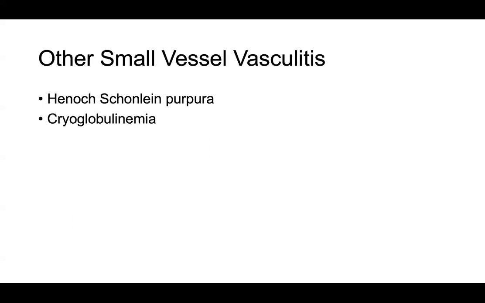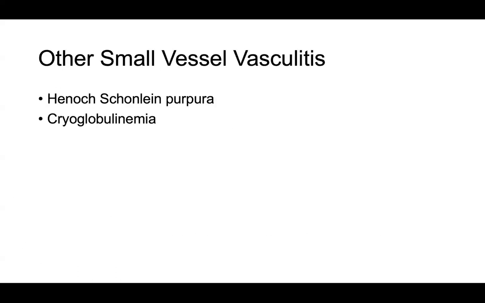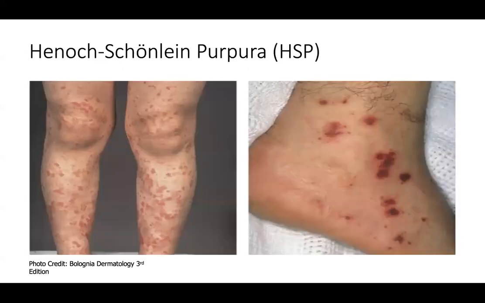Other small vessel vasculitis includes Henoch-Schönlein purpura and cryoglobulinemia. Henoch-Schönlein purpura, as one of the little five, involves IgA in the vessels on DIF. Typically, children, extensor involvement with large mottled patches of purpura, involving the bone, joint, gut, and renal involvement. Palpable purpura with abdominal pain and joint pain in children below the waist is often associated with upper respiratory infections such as strep. And some, unfortunately, may have kidney involvement. This is more common in adults. Here's an example of Henoch-Schönlein purpura.